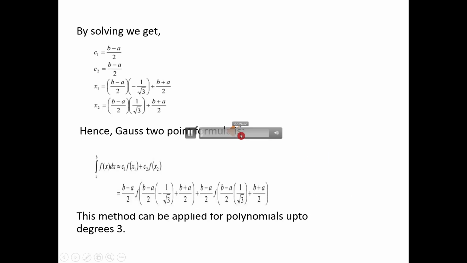So by solving the third order polynomial, we get the values of constants c1, c2, x1 and x2. Here c1 and c2 are same, which is equal to b minus a by 2, where a is the lower limit of integral and b is the upper limit of integral. Here x1 is equal to b minus a by 2 into negative 1 by root 3 plus b plus a by 2, and x2 is equal to b minus a by 2 into positive 1 by root 3 plus b plus a by 2.